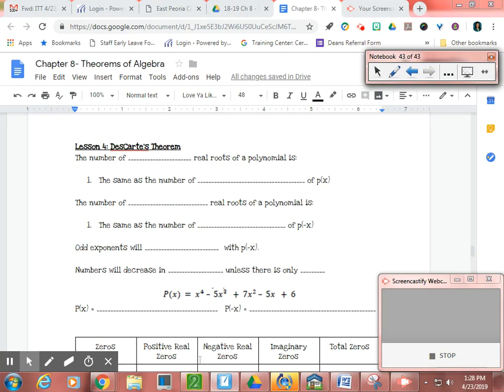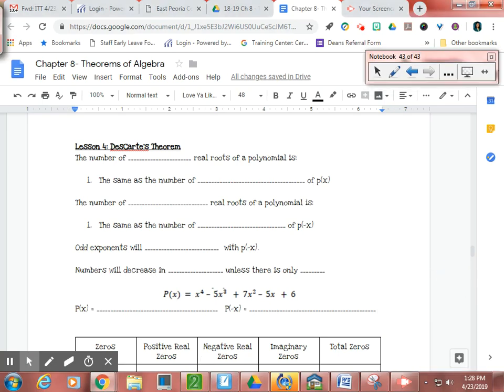Descartes' theorem is a way of deciding how many roots you're going to have and what those roots are going to be based on positive, negative, or imaginary, and their total. So the number of positive real roots is going to be based on the number of sign changes in p of x. And that's our positive p of x.